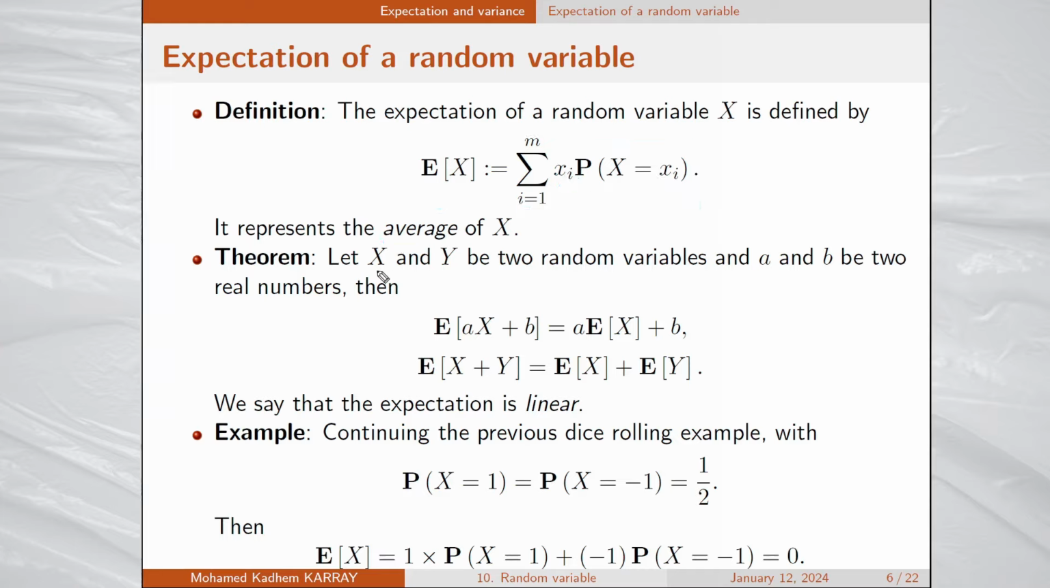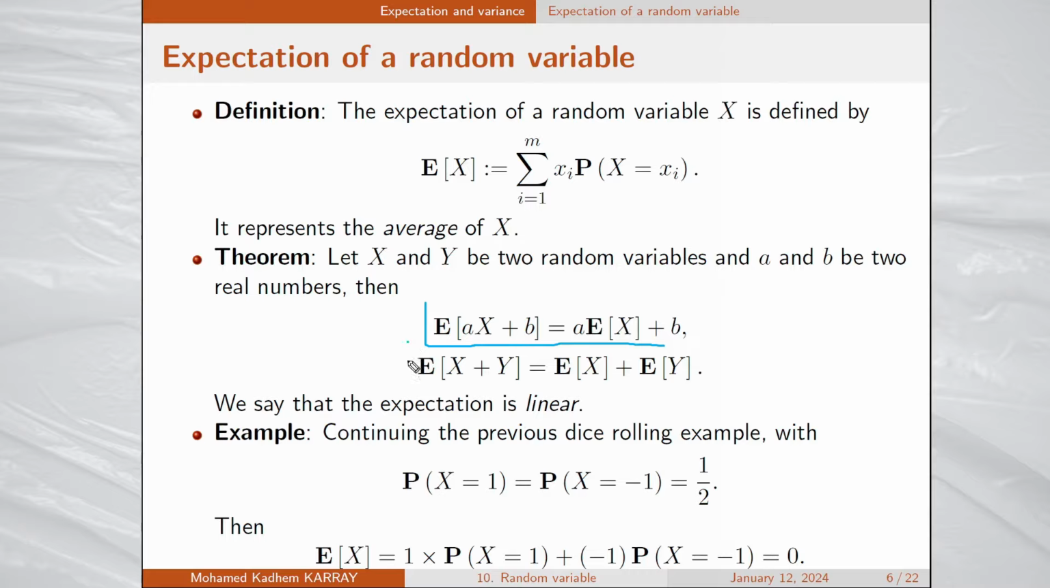Here are the first properties of this expectation. Let X and Y be two random variables. Then the expectation of a constant a multiplied by X plus b equals a times the expectation of X plus b.